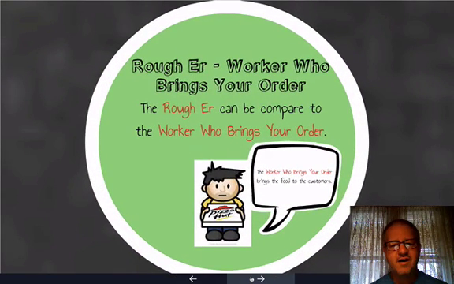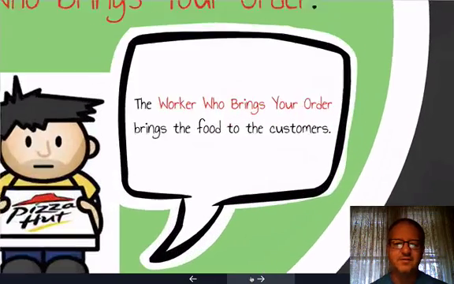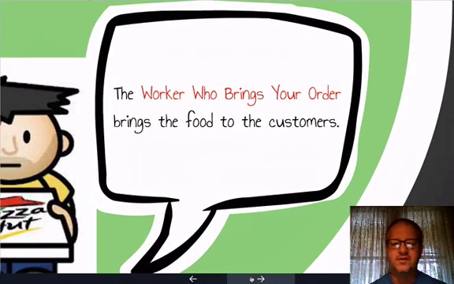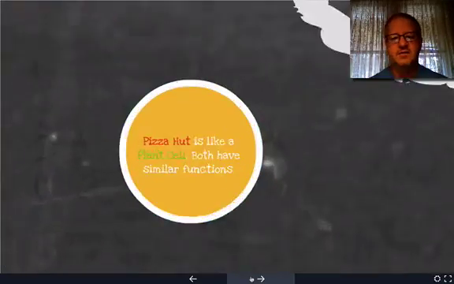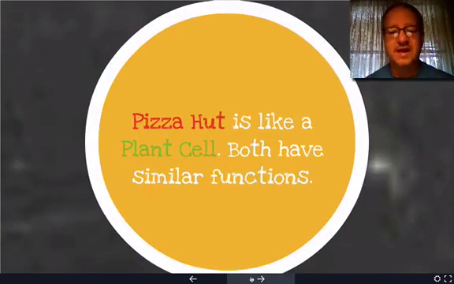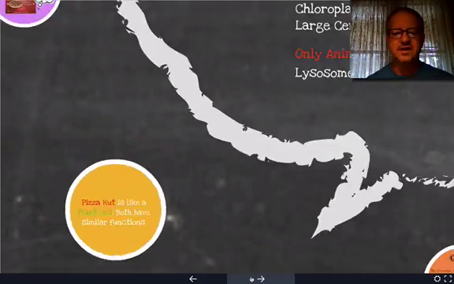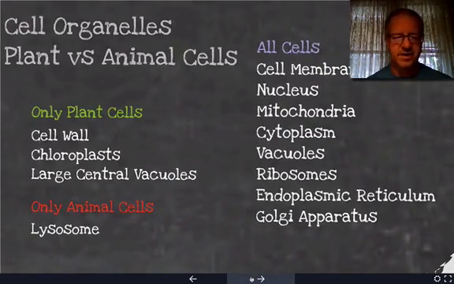And then the rough ER is like the worker who brings your order. So it's kind of like the delivery guy, brings you the food to the customers. So that's what the rough ER does. Remember, we can call the endoplasmic reticulum, because it's such a long word, we can use the little ER for short. So that's how Pizza Hut is like a plant cell. They both have very similar functions, kind of in a strange way.